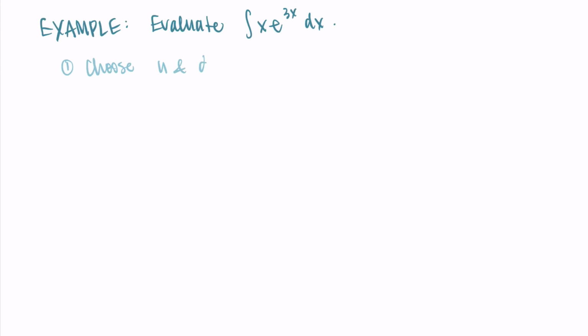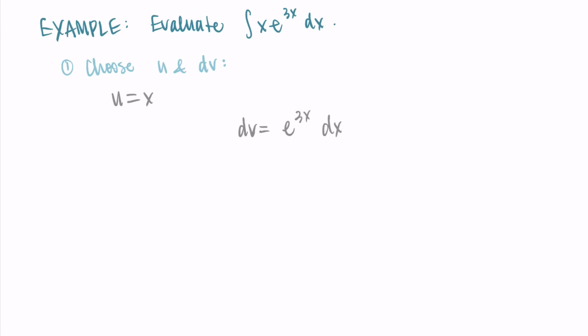Okay, let's do another example. This time I want us to evaluate the integral x times e to the 3x dx. So here, remember, our first step is that we need to choose u and dv. So my options are either that u is equal to x or u is equal to e to the 3x. So last time we used u is equal to x, so I'm going to use that same substitution again here, and it is going to work for us.